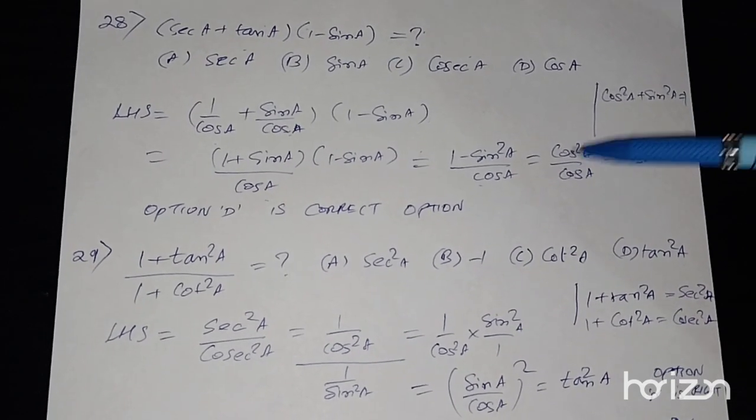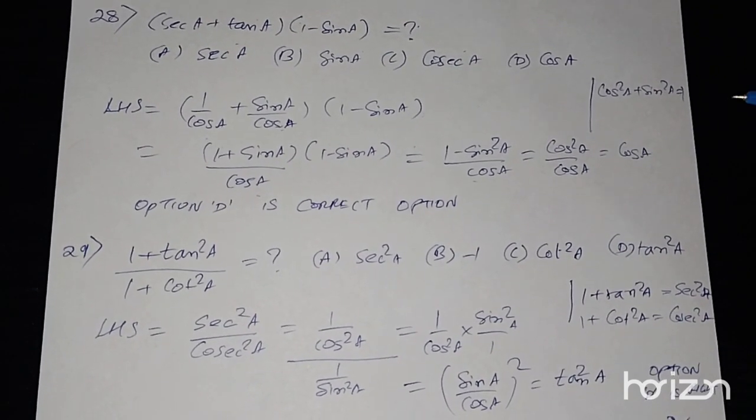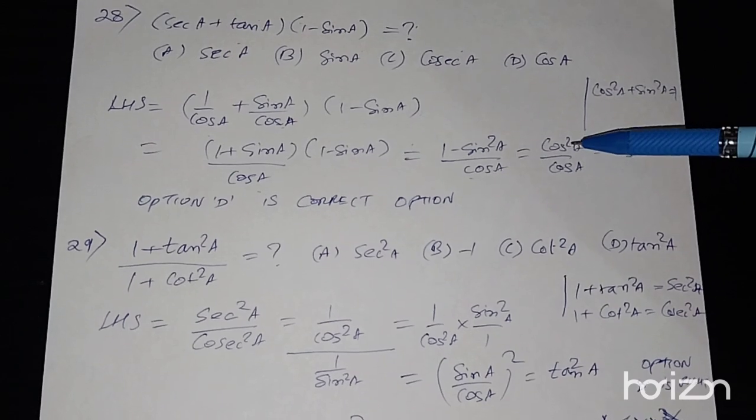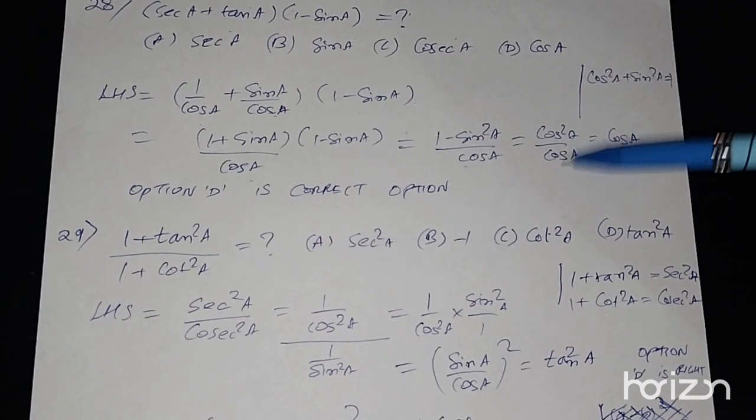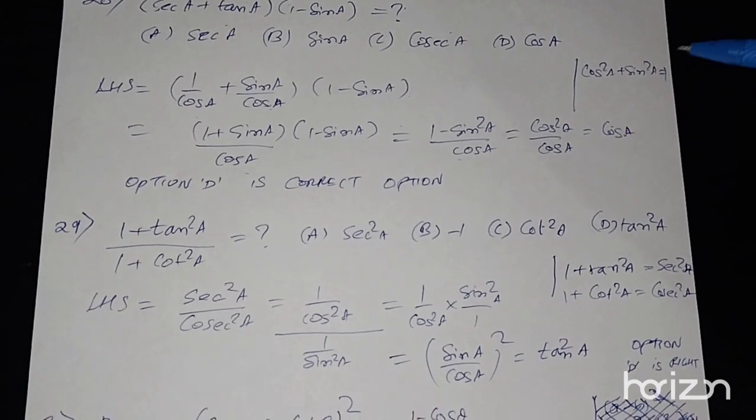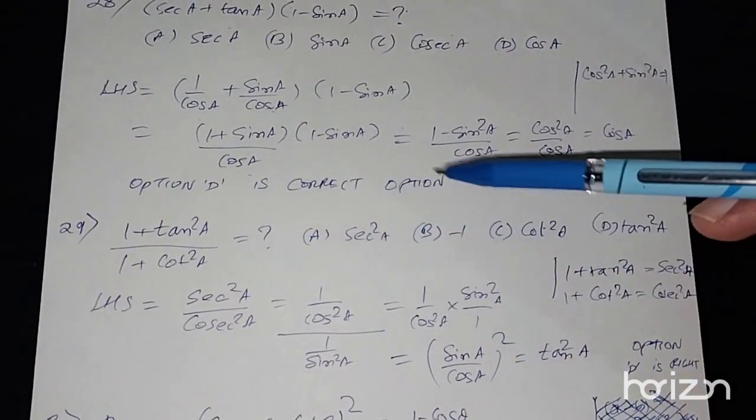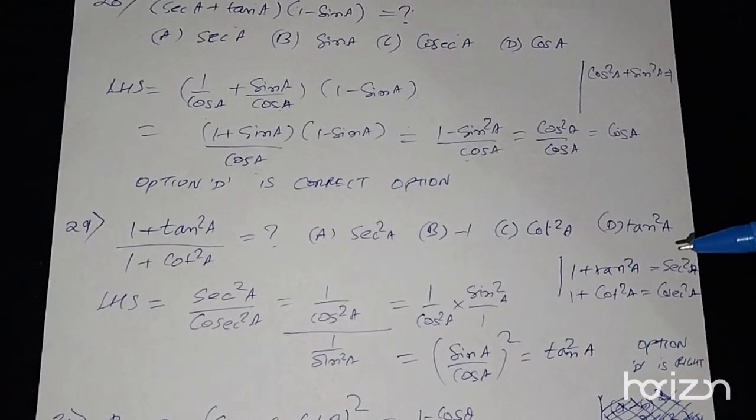Okay. So cos a and the square will cancel, and only a cos a remains. Because cos squared a is nothing but cos a into cos a. That's why there is a square there, right? So one cos a will cancel the square, but the other cos a will remain. So option D is the correct option in this case.